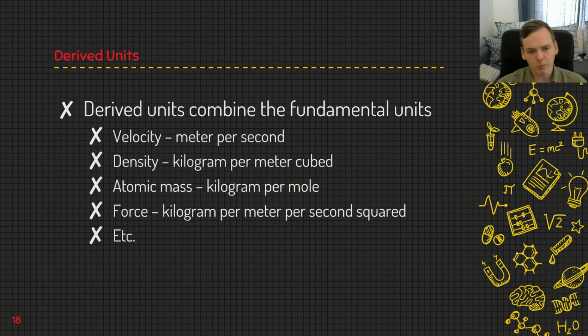Velocity is meters per second. How many meters are traveled every second? Density is kilograms per meters cubed. Atomic mass is kilograms per mole. And force is kilogram meter per second squared. So anything that we want to measure, like I said, is either measured in fundamental units or a combination of fundamental units, or like I said, technically an alternate form, meters versus feet. And so that's what we talk about when we're talking about units and how to do that.